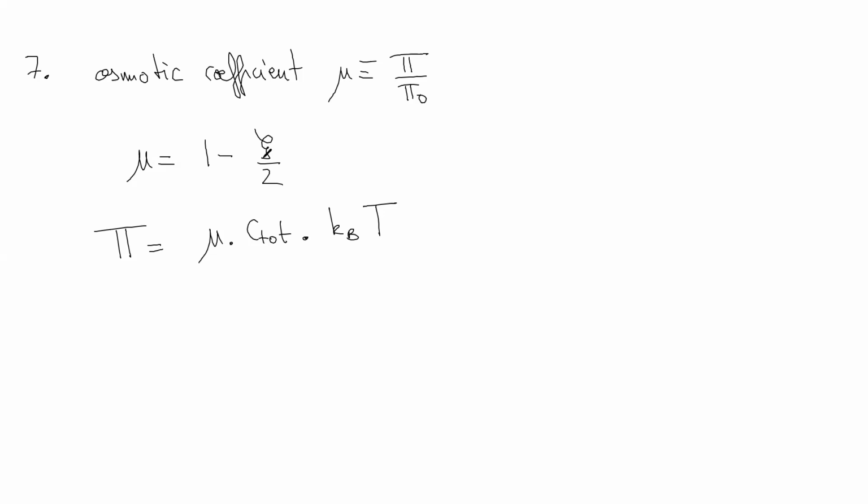So when mu is equal to 1, meaning psi equals 0, we recover the Van 't Hoff law. It's a free gas of counterions. But as soon as psi increases, mu decreases, and so we have something which is smaller than 1. And therefore, you can reinterpret that as the effective concentration of free ions, and so it's smaller than C dot.